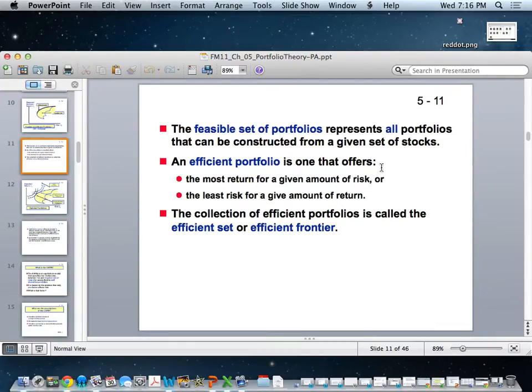So the efficient portfolio is one that offers the most return for a given amount of risk, or the least risk for a given amount of return. And this collection of efficient portfolios is called the efficient set or the efficient frontier.